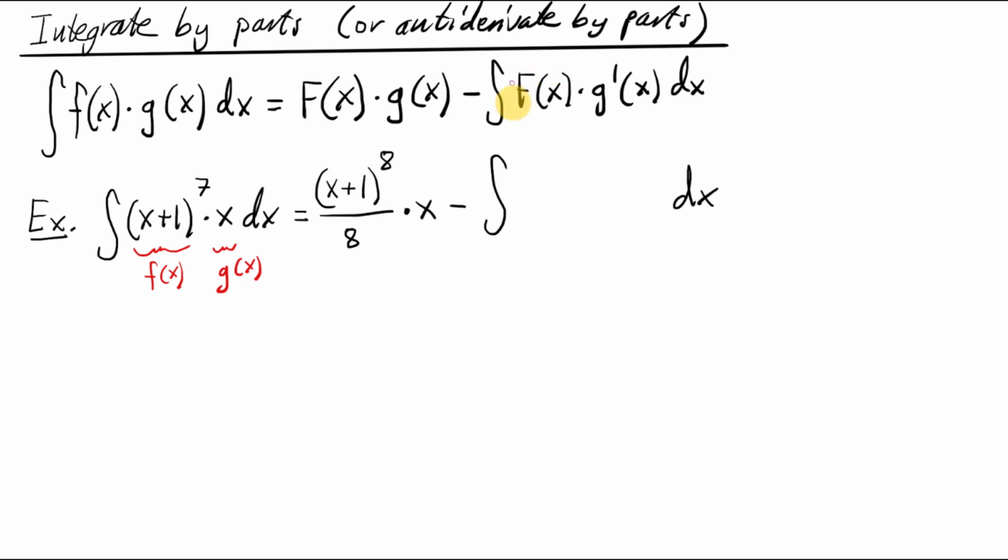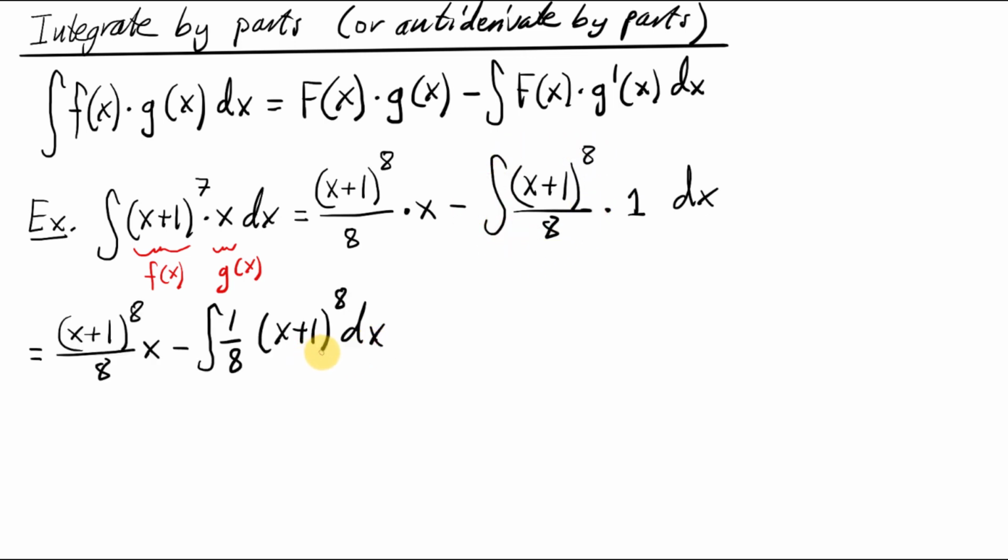Then we should take the antiderivative of f again, and that's just this one again. And then we should multiply by the derivative of g, that is the derivative of x, which is just 1. And now we see that we've gotten rid of x, so now it's easy to find the antiderivative of this one. So now we only have to find the antiderivative of this one, and this is just a constant that follows along. Then the constant 1/8 just comes along, and the antiderivative of this one is just this one, plus c.